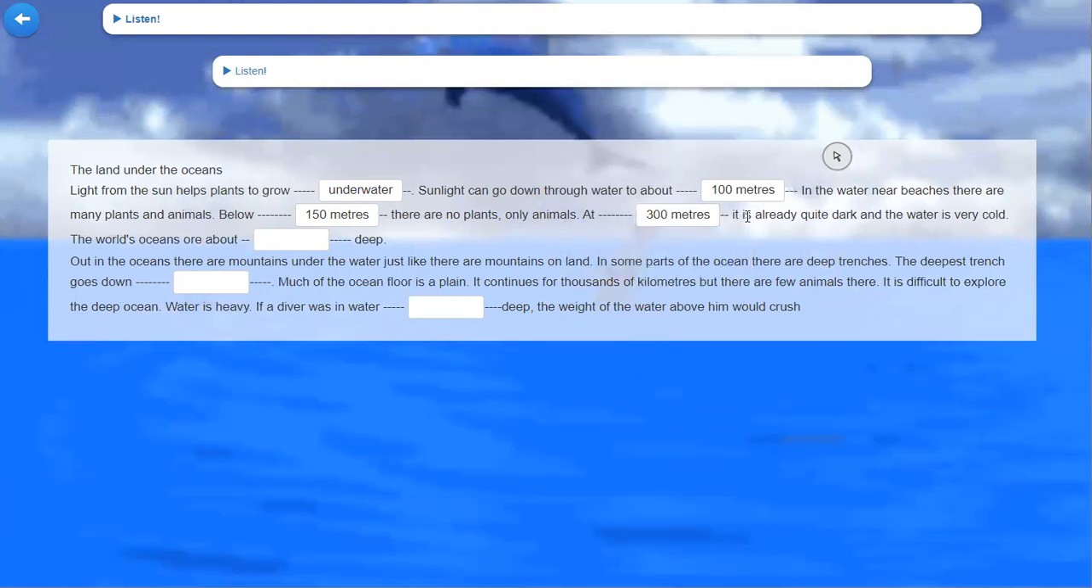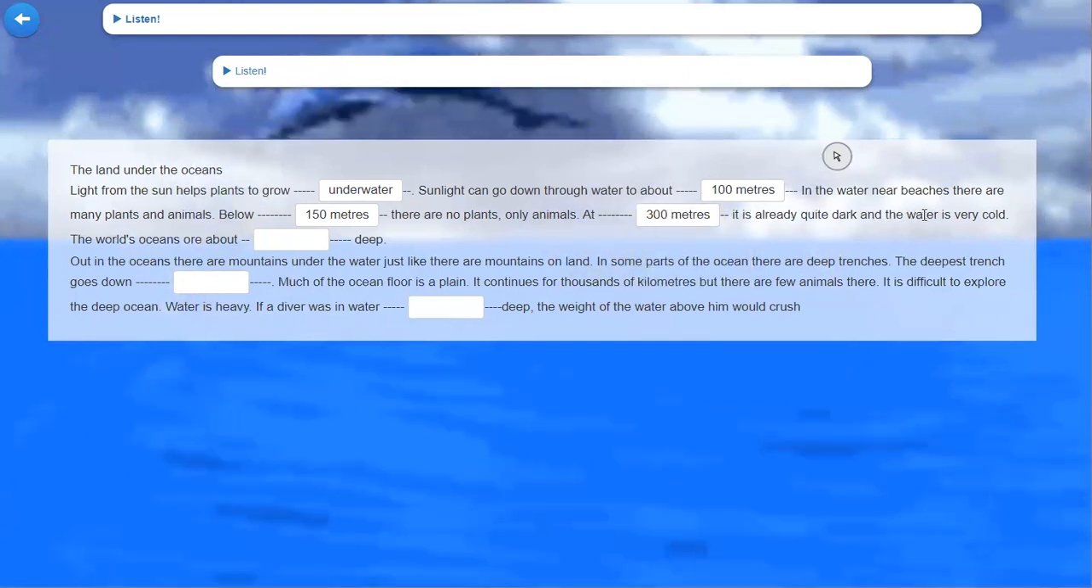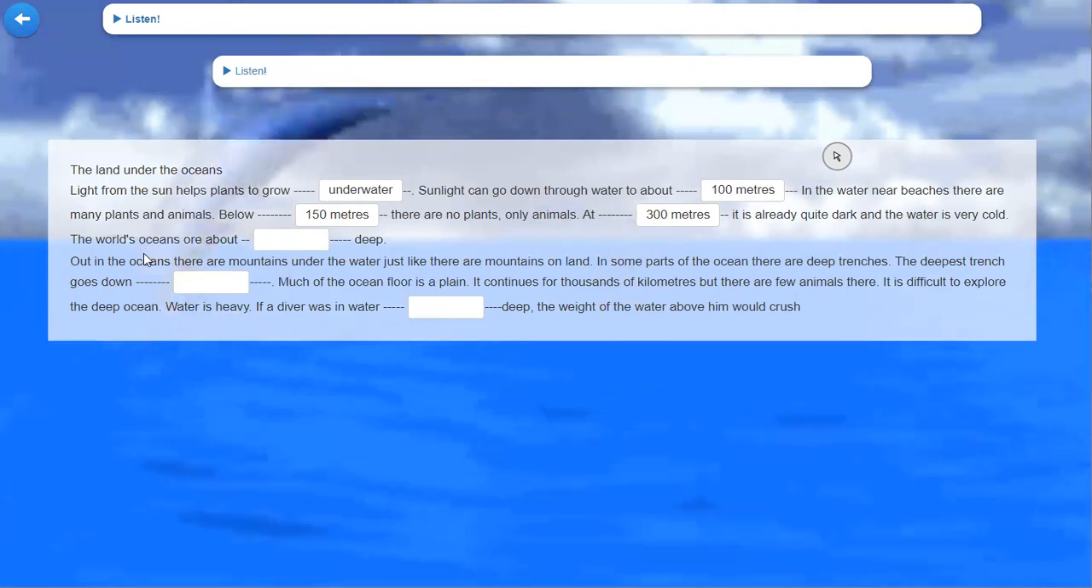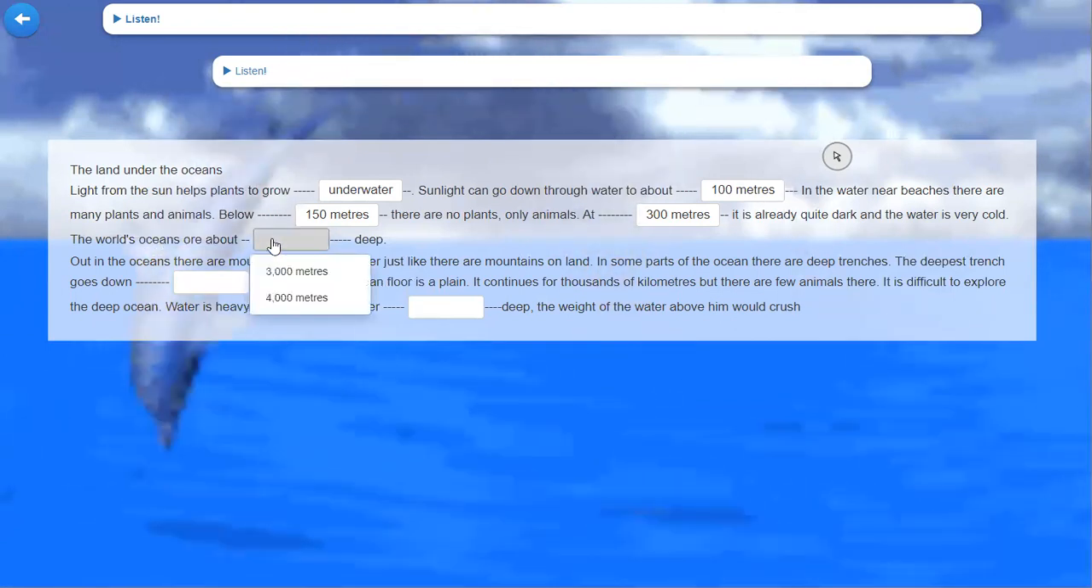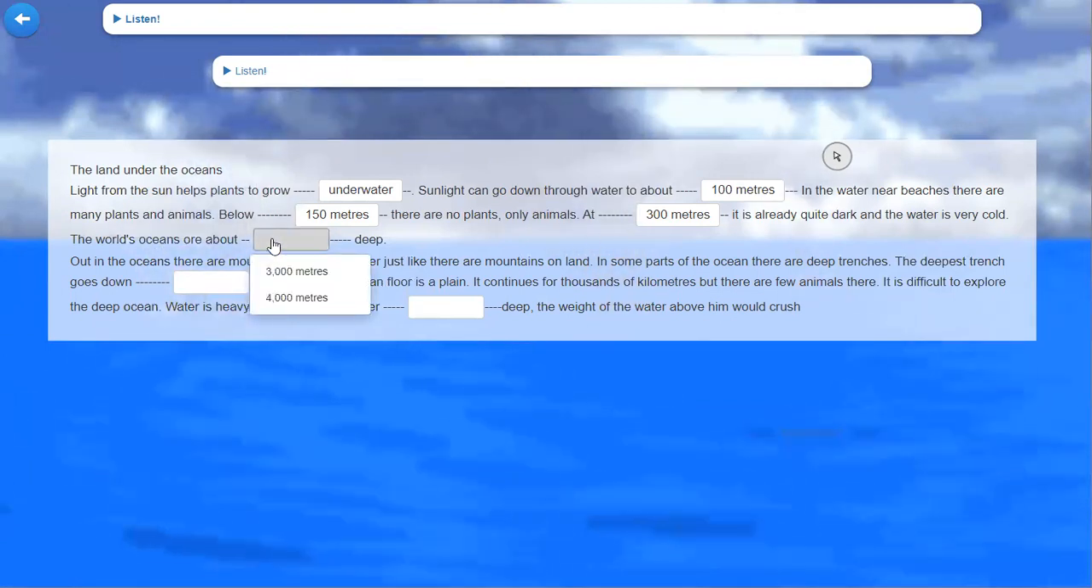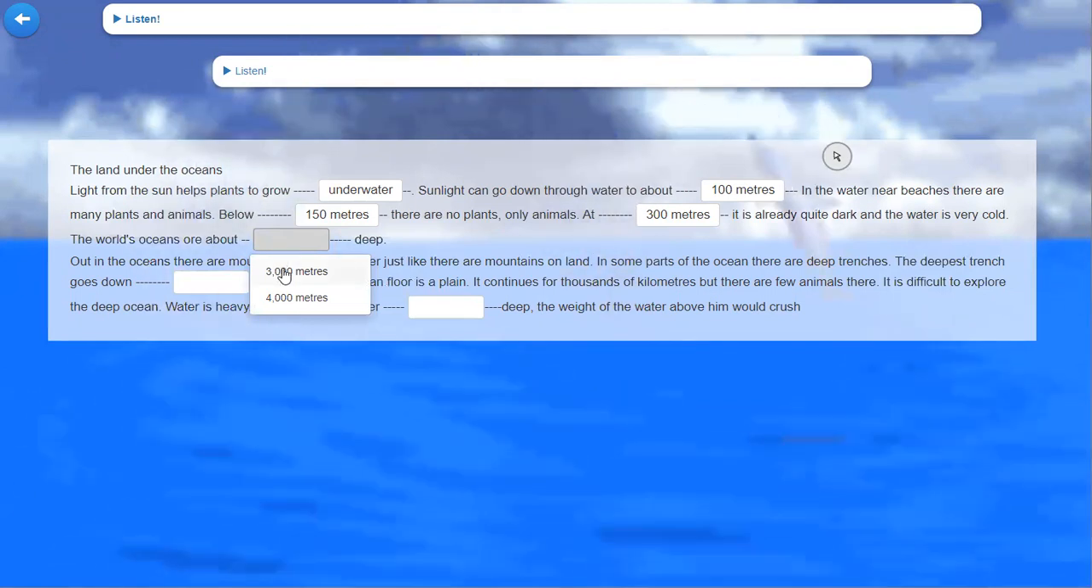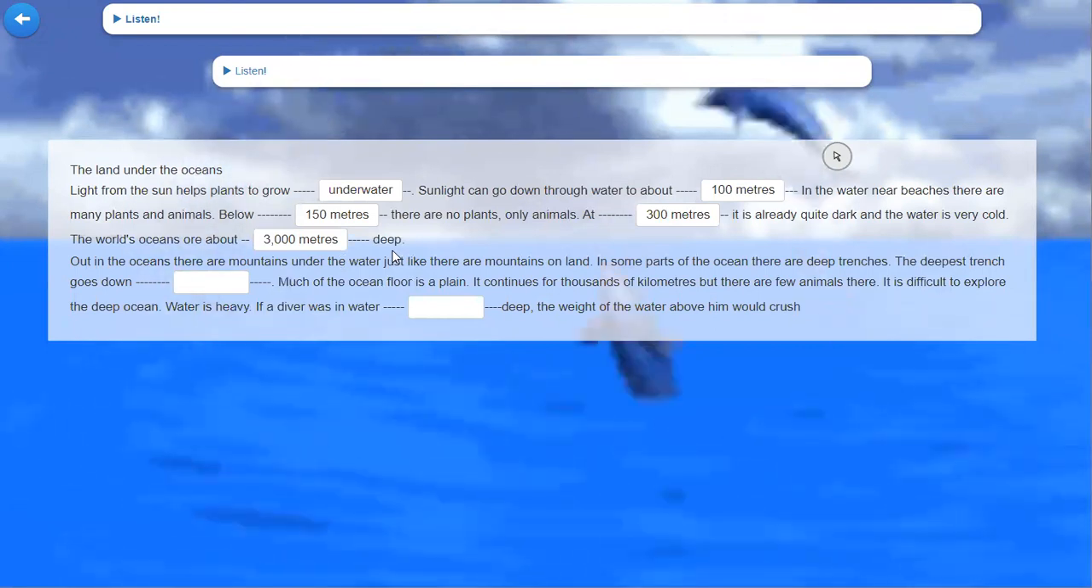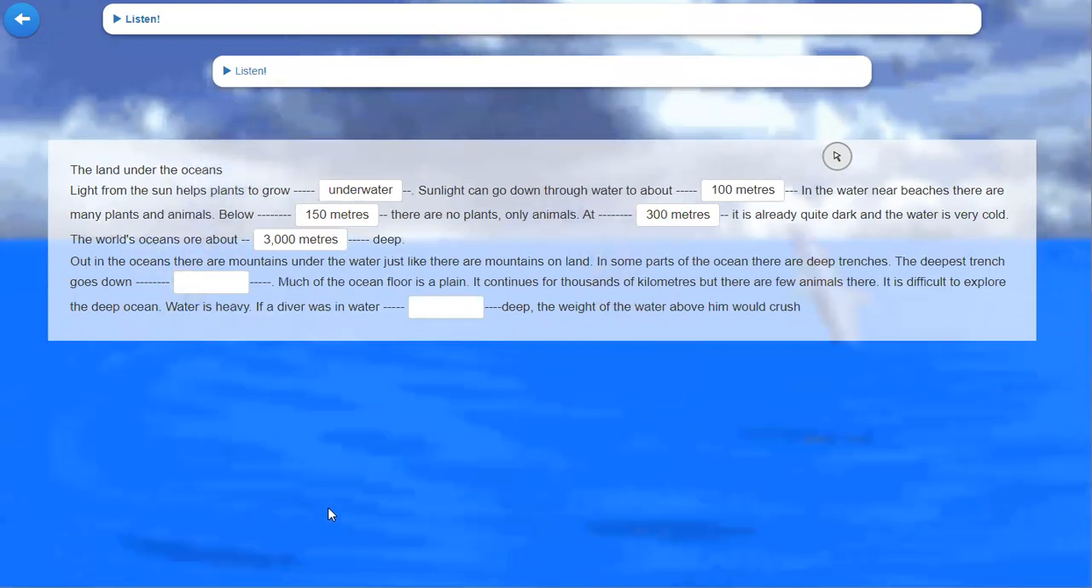At 300 meters, it's already quite dark in the water. It's very cold. The oceans are about 300 meters deep. Okay, thank you, my friend.